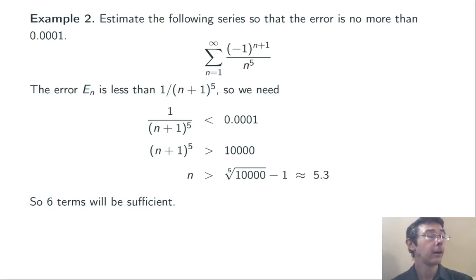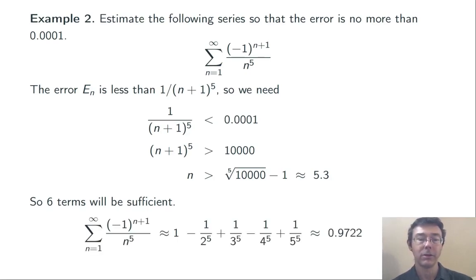Now we always want to round that up. We always want to take more terms, not less, in order to reduce error, not increase it. So 6 terms is going to be sufficient here.